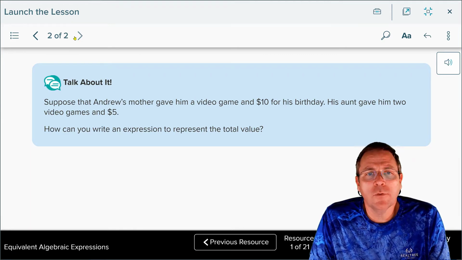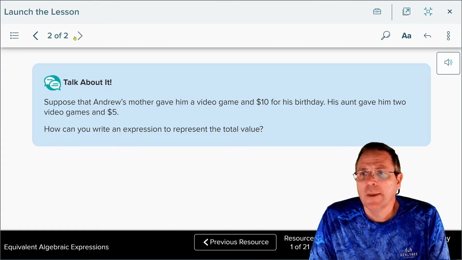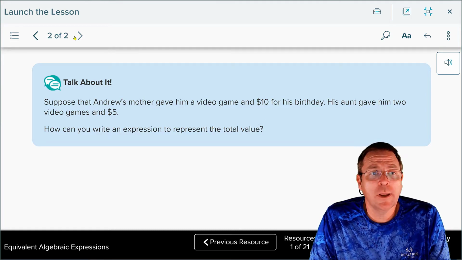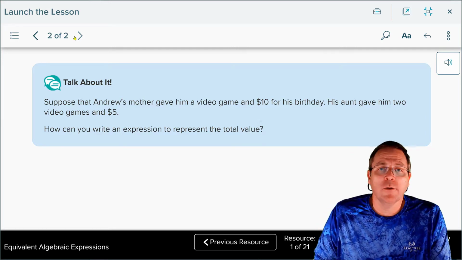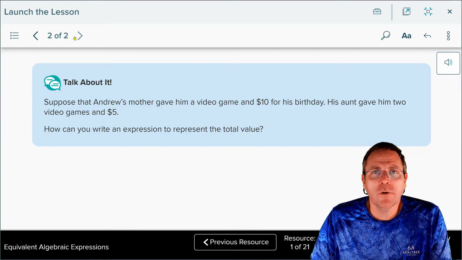Suppose Andrew's mother gave him a video game and $10 for his birthday. His aunt gave him 2 video games and $5. How could you write an expression to represent the total value? These are some of the things we're going to learn about as we dive into this lesson.